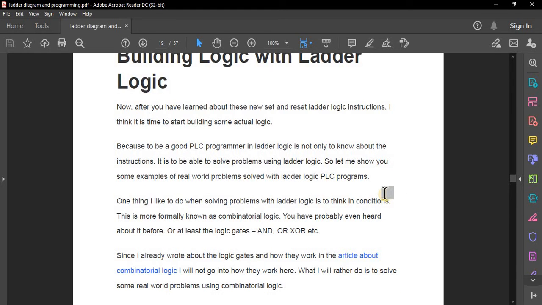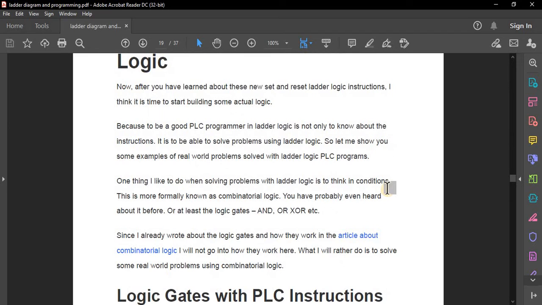There is one thing I would like to do when solving problems with ladder logic, which is to think in conditions. This is more formally known as combinational or combinatorial logic. You have probably heard about it before, at least the logic gates. These are combinatorial logic.